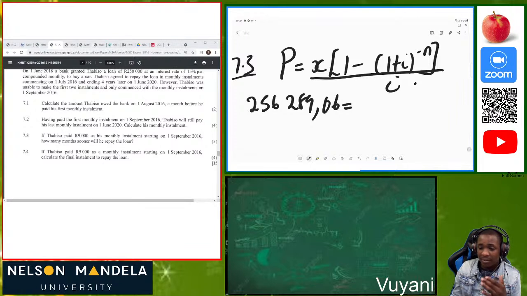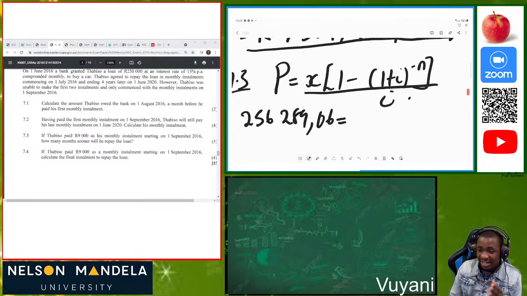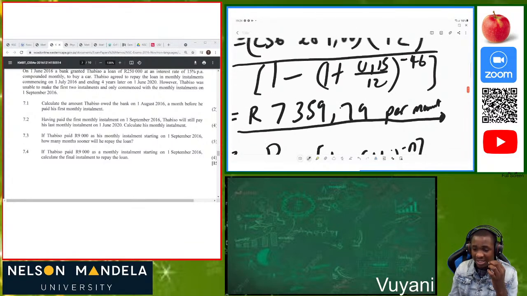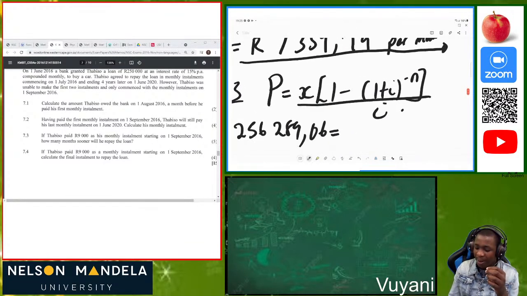now he's going to pay 9,000 every month so that he can cover his debt early, in less time than you were supposed to pay initially. So bear in mind that initially he paid 7,359 a month, and he paid that money for 46 months. Now since he's paying an increased amount monthly, 9,000, how many months is he going to pay this credit? This is the question they are asking.